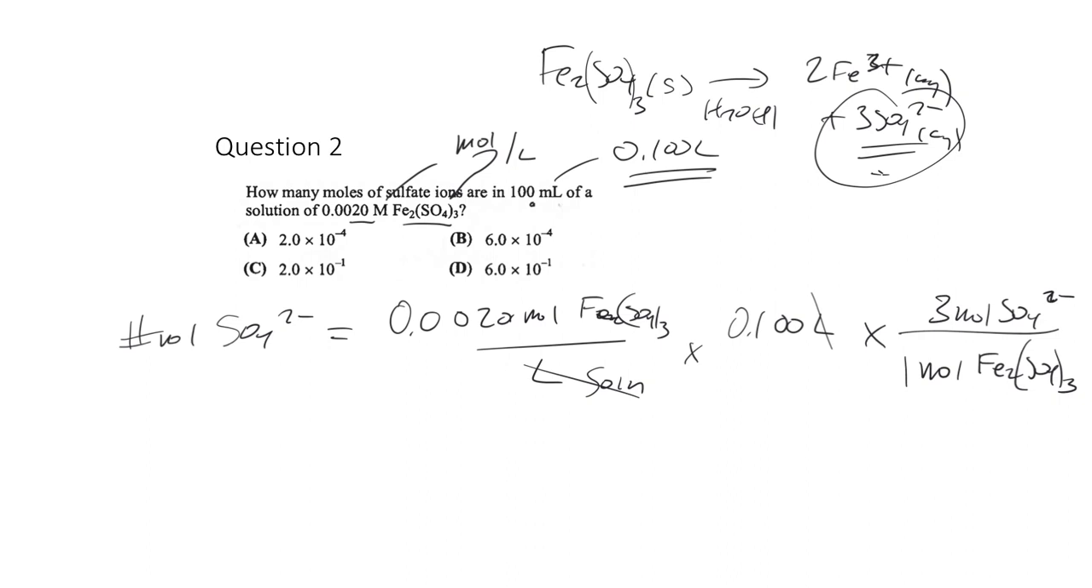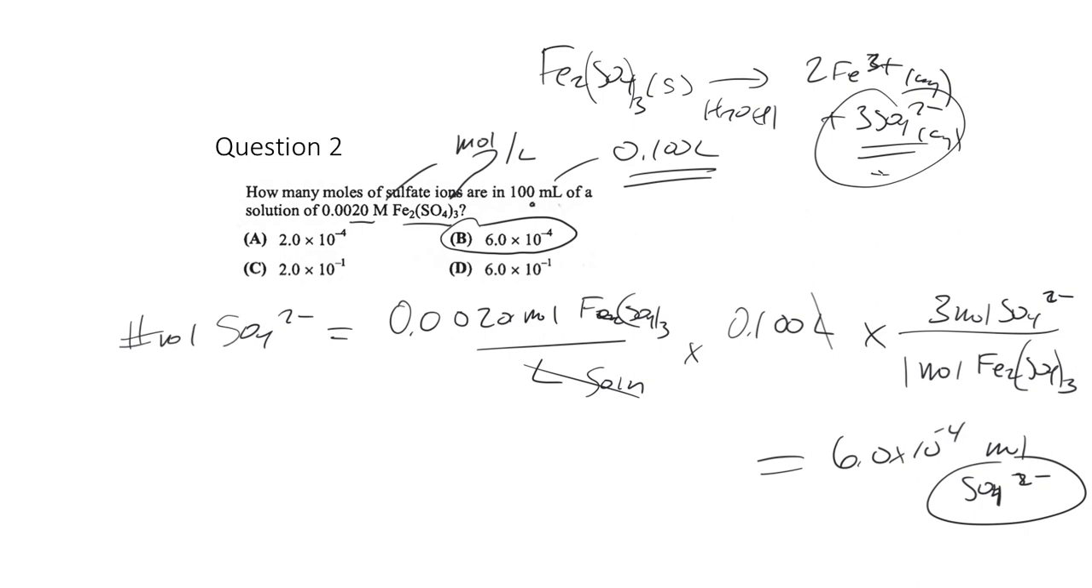So we can kind of start the calculation with 0.02 or 0.002 times 0.1. So we have 2 times 10 to the minus 4 moles of iron sulfate, and then times 3 sulfate ions, so it's 6 times 10 to the minus 4. So this is the moles of the sulfate ion in this solution.